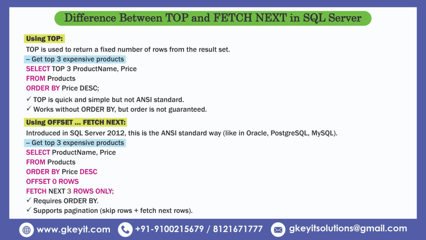Here we are offsetting the rows from 0. That means from the beginning of the records we are going to fetch. Fetch next would be 3 records. We are fetching from record 1 to record 3. Offset fetch next requires order by. It supports pagination, skipping rows plus fetching next rows. We'll see these things in an example.